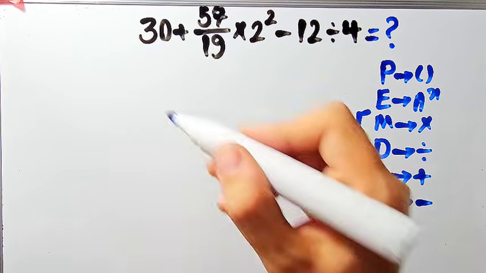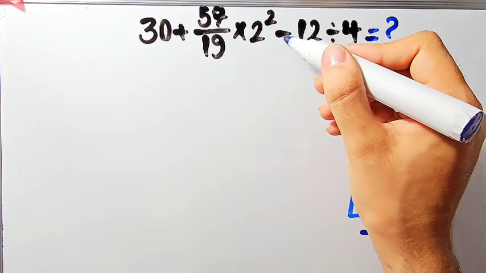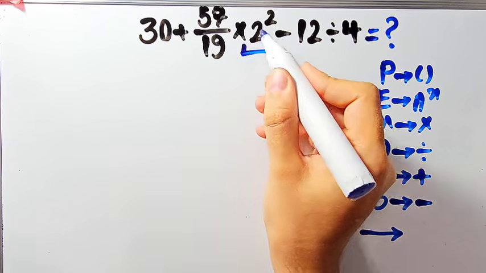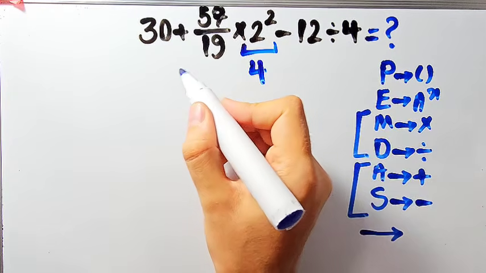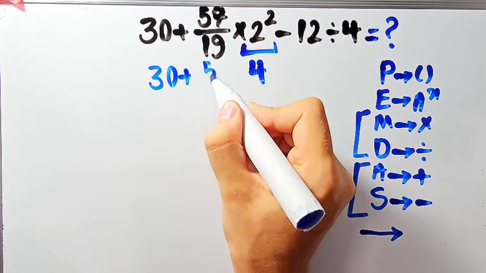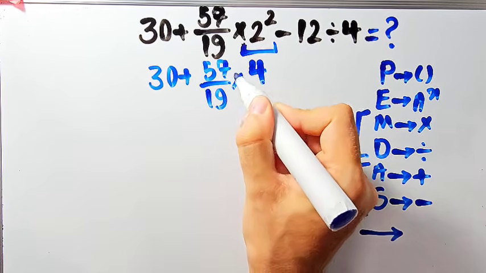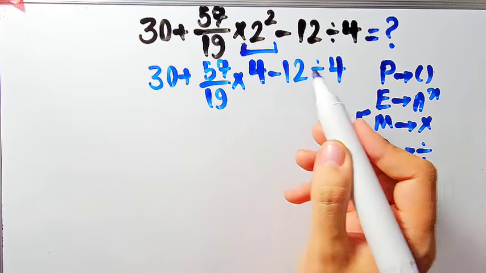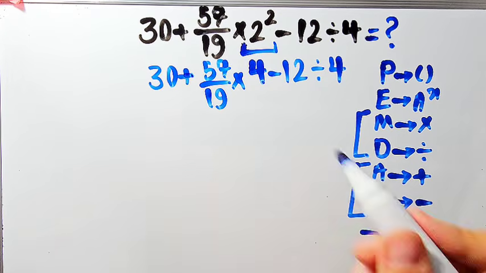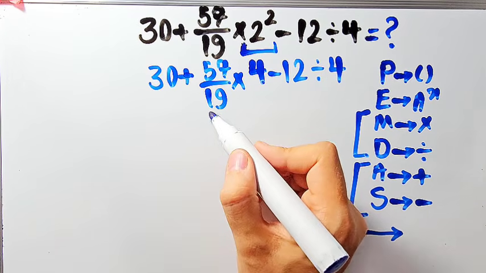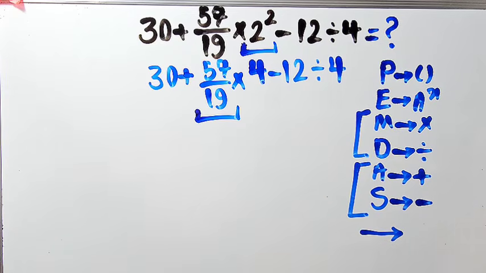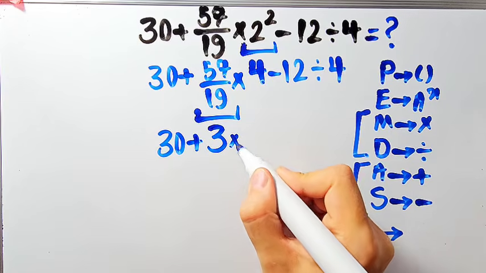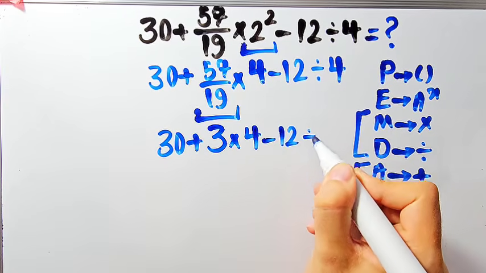Okay guys, in this question, we have addition, division, multiplication, exponents, and subtraction. According to the PEMDAS rule, first we simplify this exponent. 2 to the power of 2 equals 4. Now we have 30 plus 57 over 19 times 4 minus 12, then divided by 4. We have addition, division, multiplication, subtraction, and another division. In this step, according to the PEMDAS rule, first we simplify this division. 57 divided by 19 equals 3. Now we have 30 plus 3 times 4 minus 12, then divided by 4.